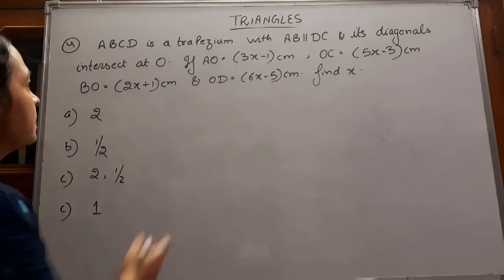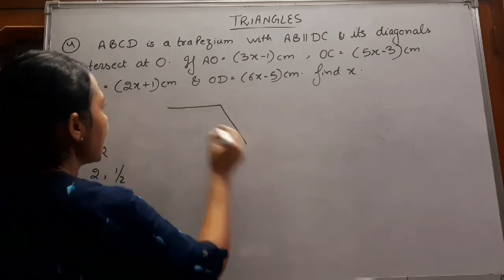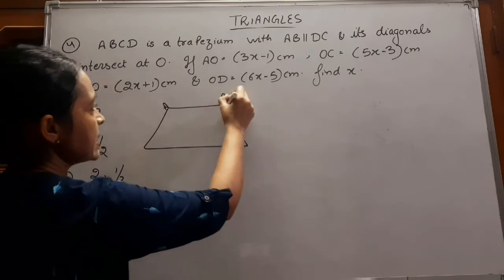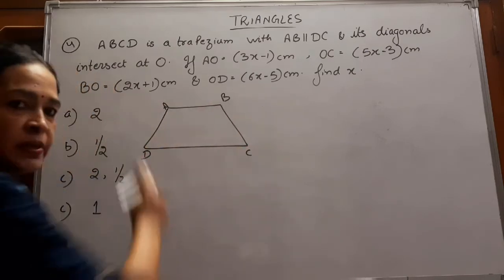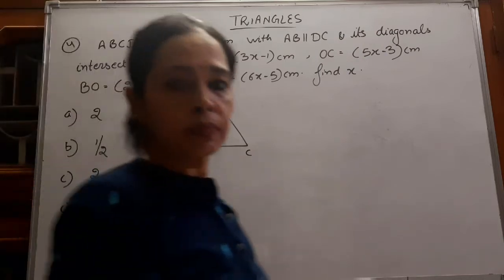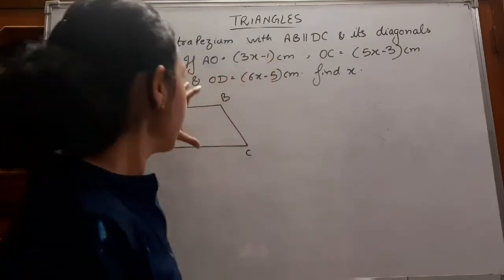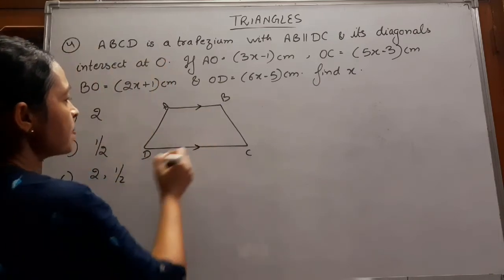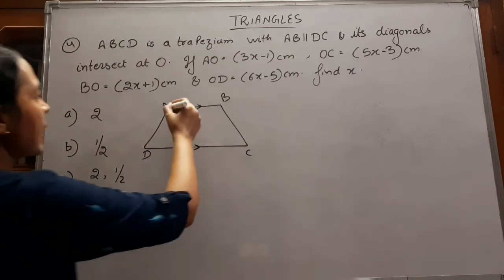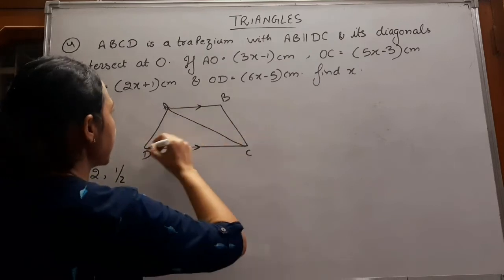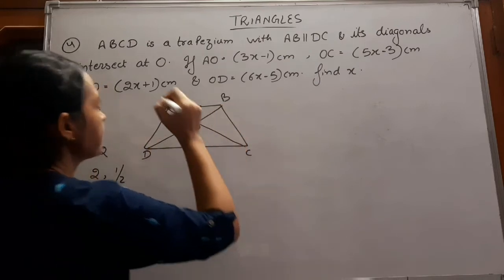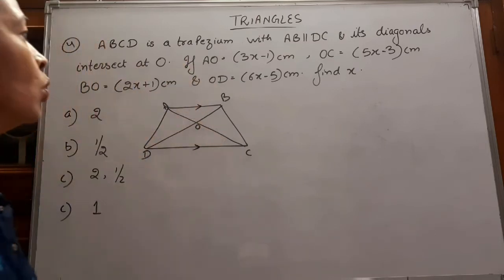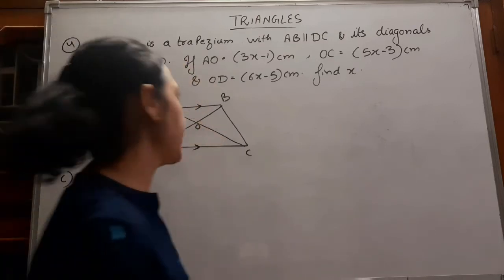ABCD is a trapezium with AD parallel to BC. ABCD is a trapezium. What is a trapezium? A quadrilateral where a pair of sides are parallel. Here AB is parallel to CD. The diagonals intersect at O. Now, what is given? AO, OC, OB and OD. We have to find the value of x.